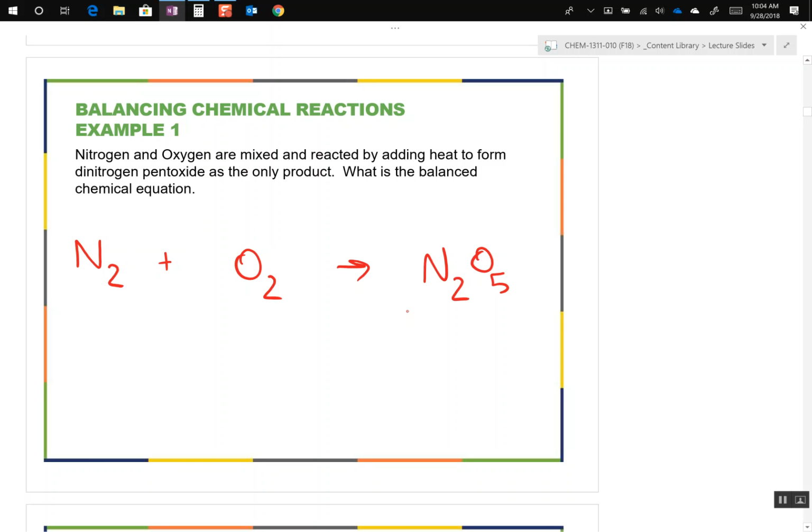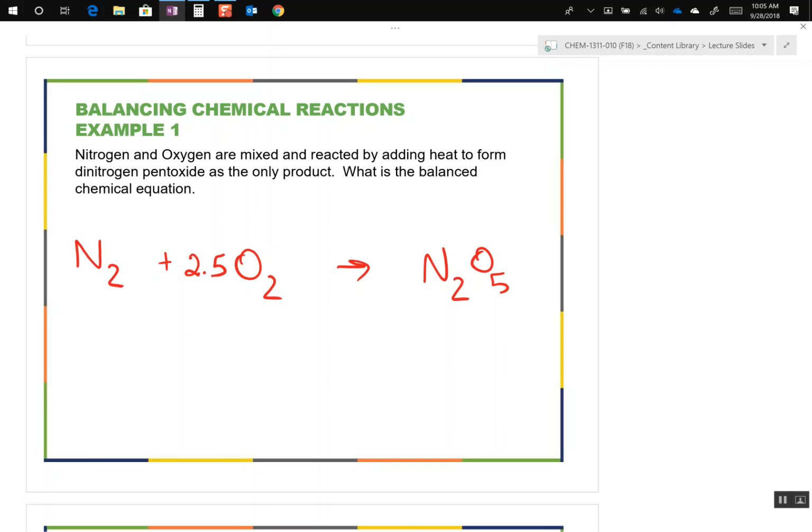There is a coefficient that I can put in front of oxygen right here to make this balanced. What is it? If I want 5 oxygens, what number times 2 is 5? 2.5, right? So 2.5 times 2 is 5. 2, 5, 2, 5. Is it balanced? Yes. It's balanced. You don't like that, do you? Well, I'm getting all kinds of dirty looks. Okay, so this is a balanced chemical equation.